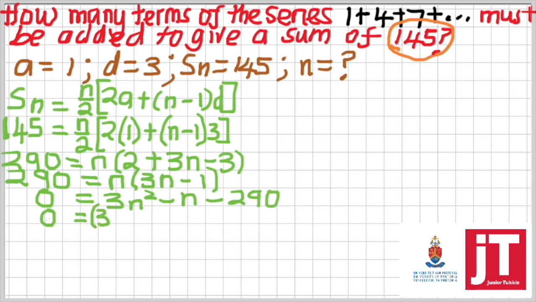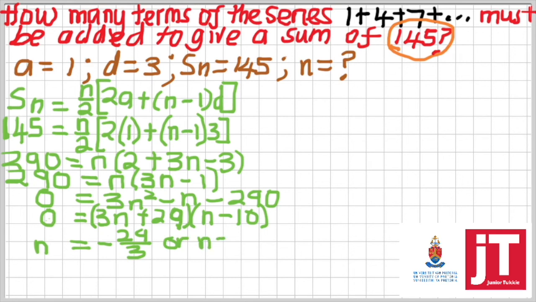Thereafter, you factorize, you get 3n plus 29 as a first factor. The second factor is n minus 10. Solving for n, we're going to get n is equal to negative 29 over 3, or n is equal to 10. But our n cannot be negative, it cannot be a fraction. Therefore, we reject the negative 29 over 3 and only accept that the number of terms is 10 terms. So our n is equivalent to 10.